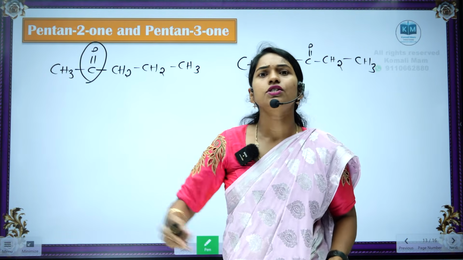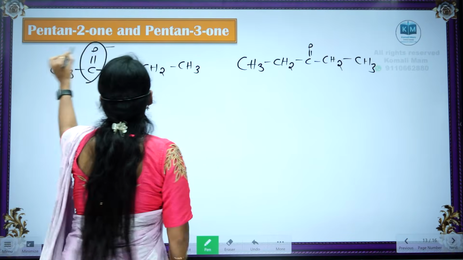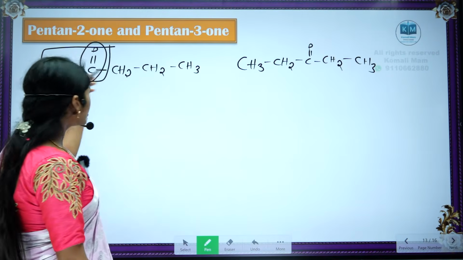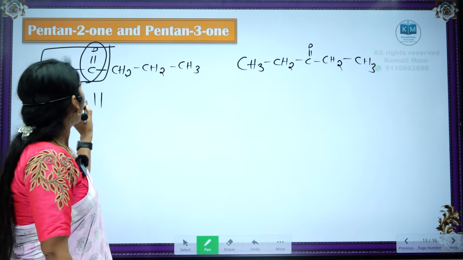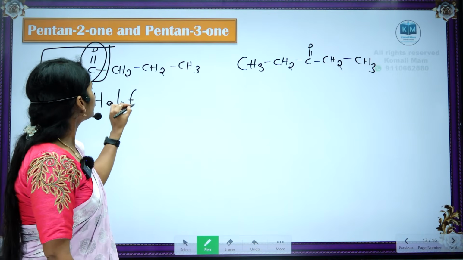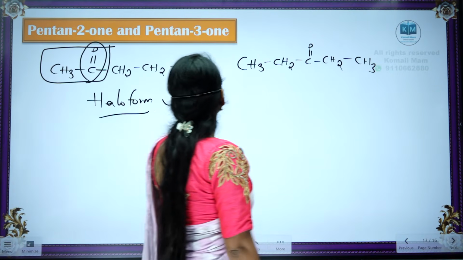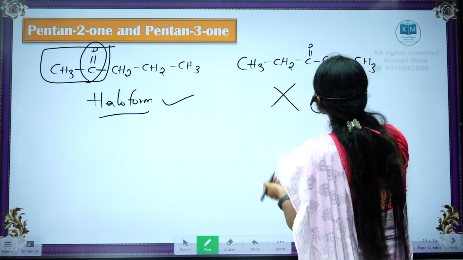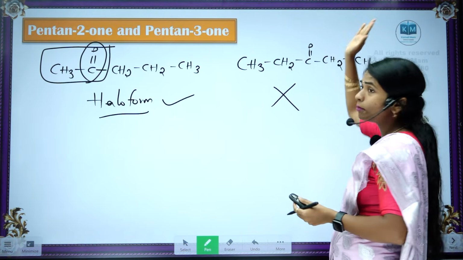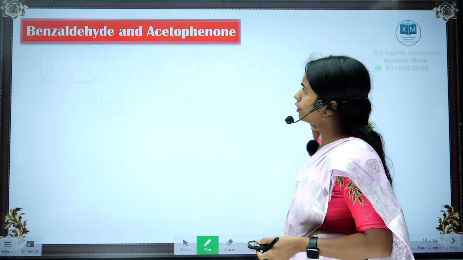It gives the haloform test, because both are ketones, you can't use Tollens or Fehlings. So CH3, C double bond O is there. What is this? Haloform. This is positive. This is negative. Why, ma'am, this is negative? Because CH3, C double bond O adjacent is not there, so it is not useful.